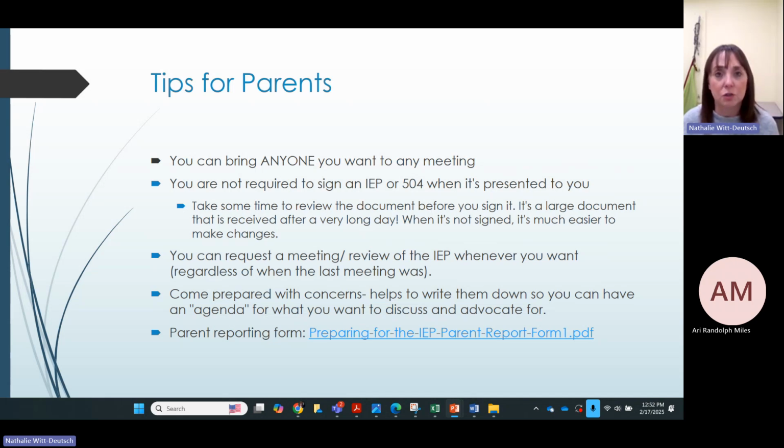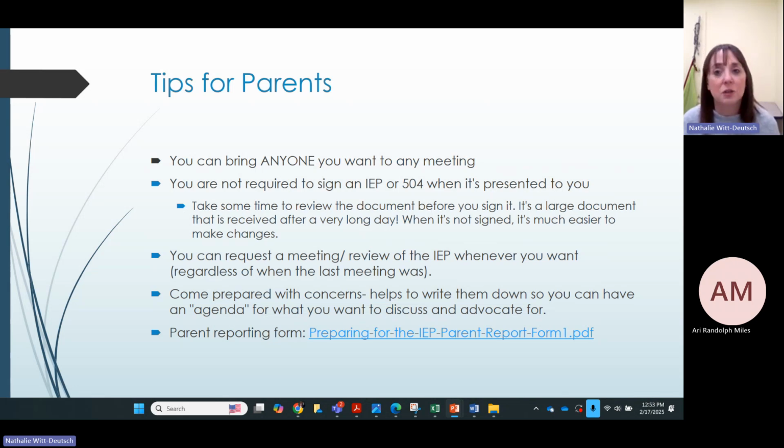Also, it's usually coming after a long day, especially if CPS does the evaluations first, and then they go to the eligibility meeting, and then they go into the IEP. You've already been there for 3 or 4 hours. It's a lot of information in a very long day. Take the time that you need to review this to ensure that you understand everything that's being presented. When it's not signed, it's much easier to make those changes.